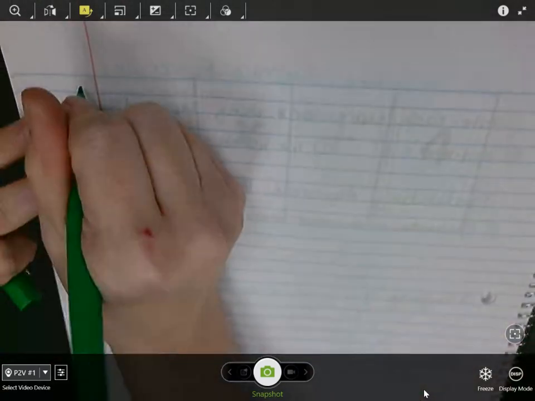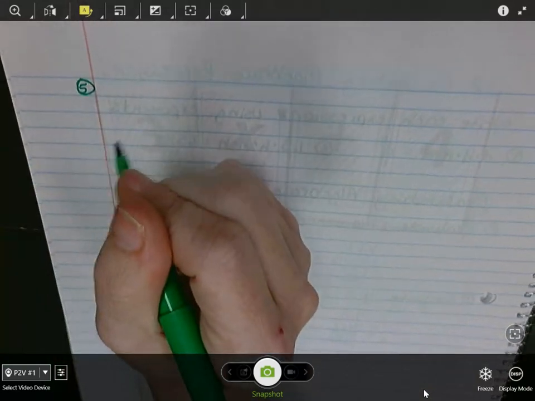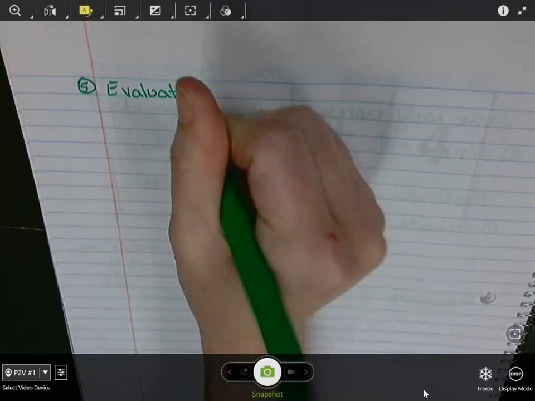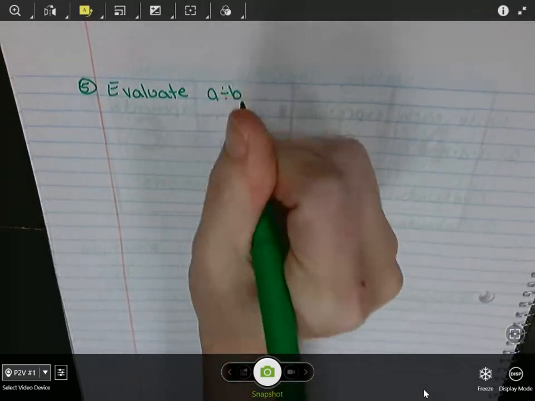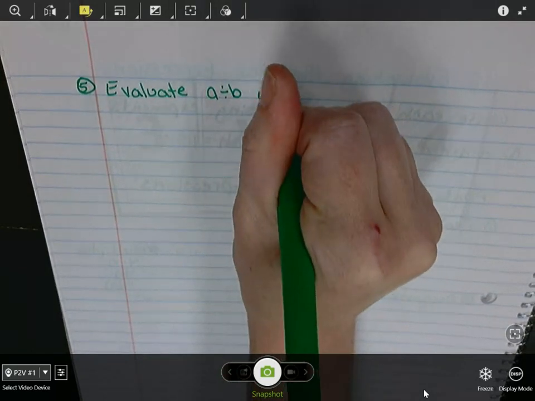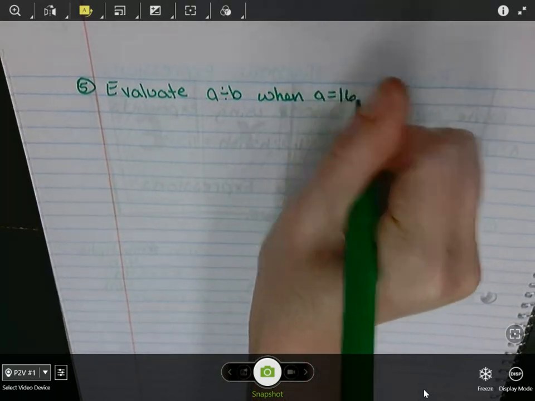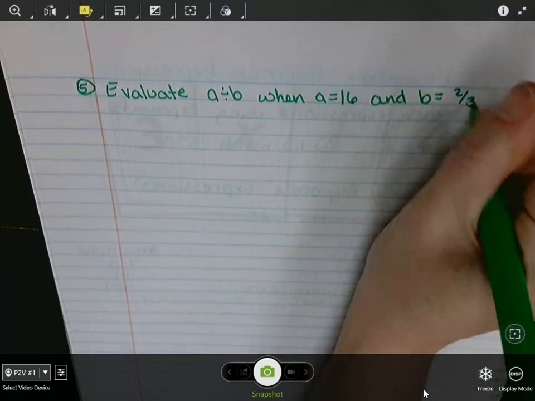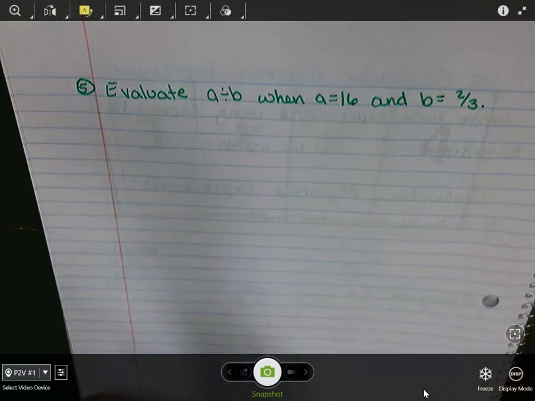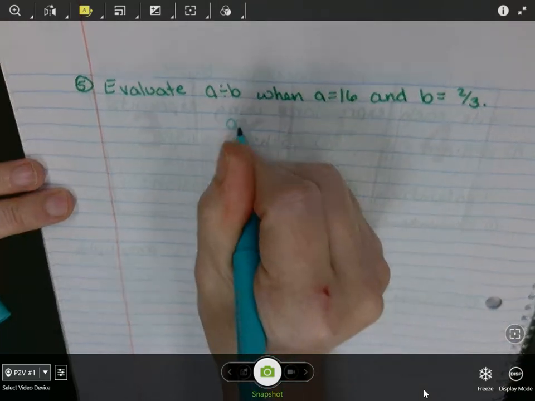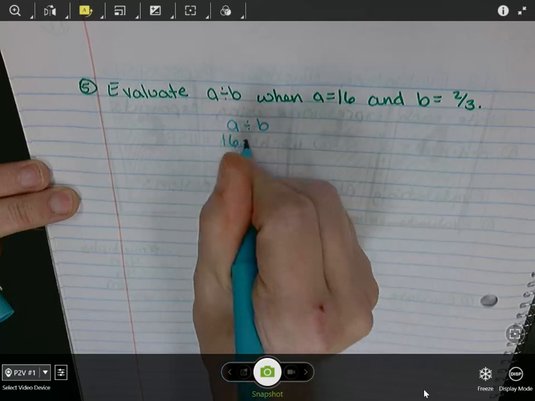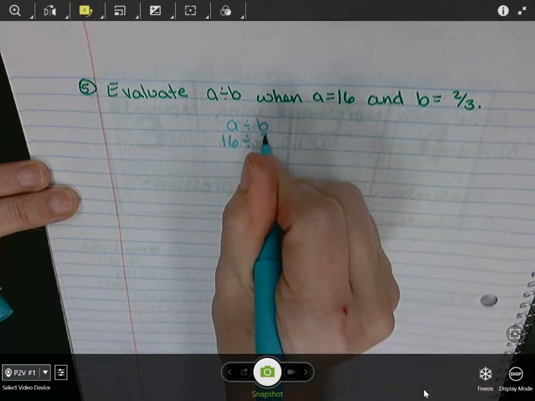All right, number 5. Evaluate a divided by b when a equals 16 and b equals 2/3. Okay. All right, so first we start with our algebraic expression, which is a divided by b. And then we substitute in. For a, we substitute in 16. And for b, we substitute in 2/3.